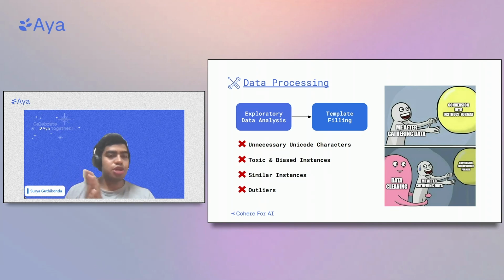Some of the things to keep in mind: you need to remove the unnecessary Unicode characters which might come when you do web scraping or OCR, remove the toxic or biased instances, and even remove similar instances so that we don't get duplicate entries in the dataset. And the other one is outlier instances. Next slide.